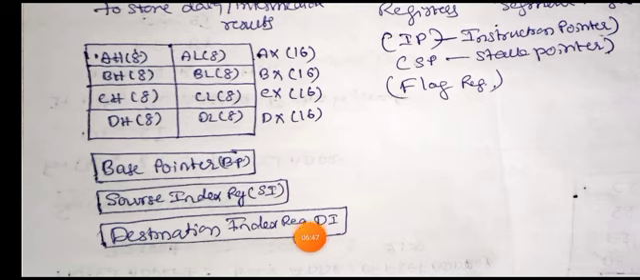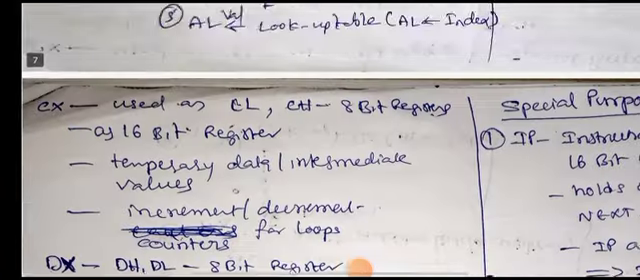So the destination index register can be used as a 16-bit register for storing temporary data or intermediate values. It can store the offset address of the data within the extra segment, only in the extra segment. It will work in the extra segment only. It can hold the offset address of the string in the extra segment or the offset address of an array. So this is about the destination index register, right?